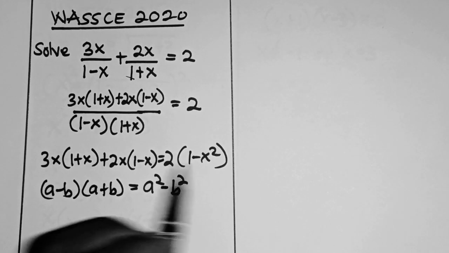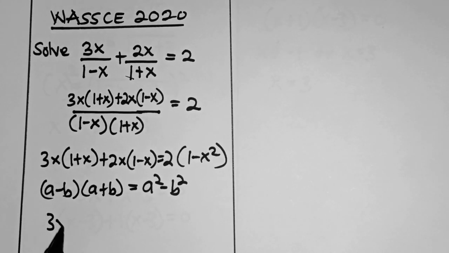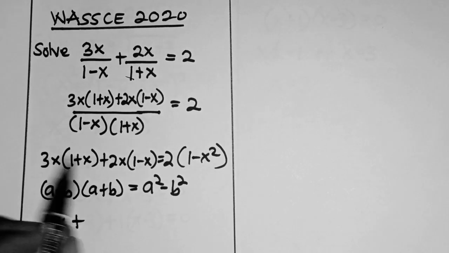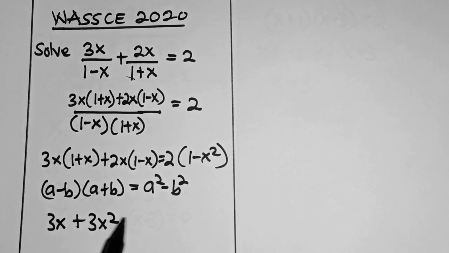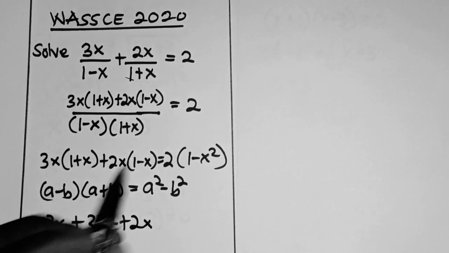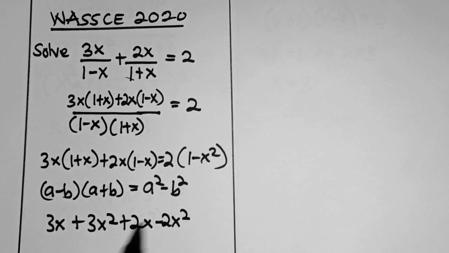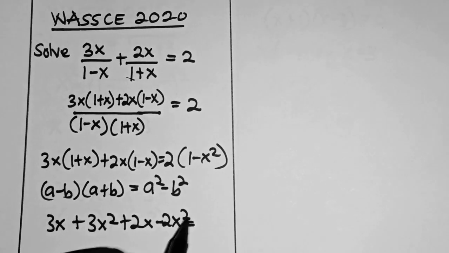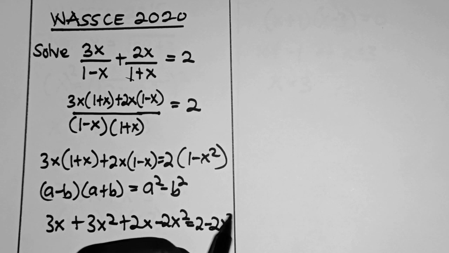So now, let's expand this. This becomes 3x times 1 is 3x. Then plus 3x times x becomes 3x squared. And 2x times 1 is 2x. And 2x times minus x becomes minus 2x squared. And this is equal to 2 times 1 is 2. And 2 times minus x squared becomes minus 2x squared.